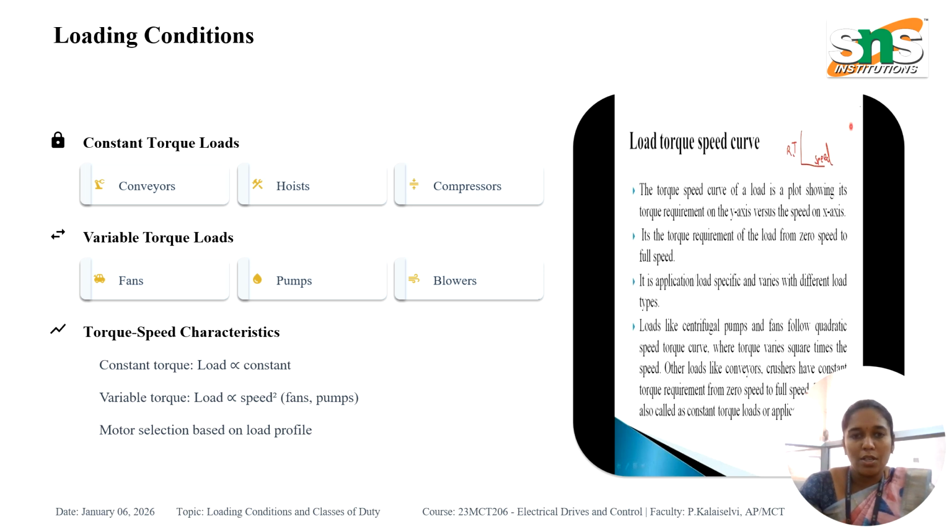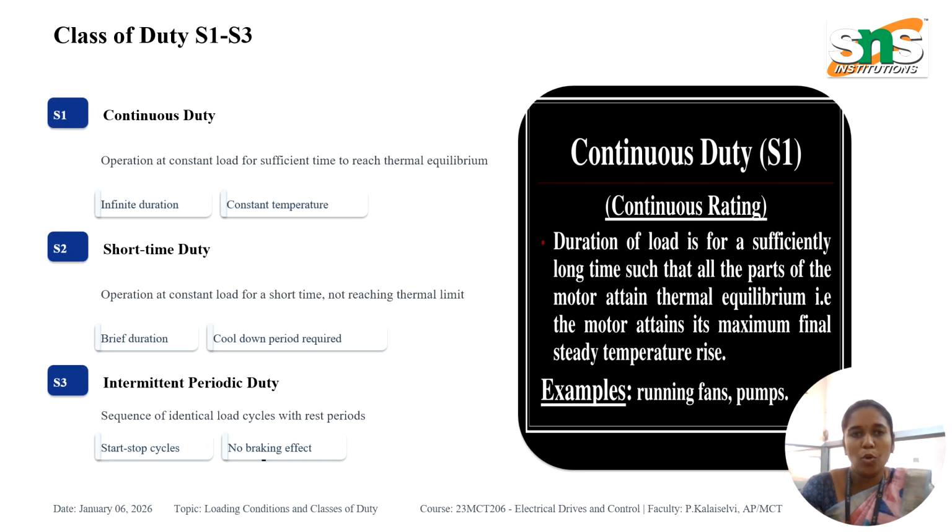Here are the loading conditions of different types, and motors are classified into standard duty cycles, that is from S1 to S8. First we look at S1 to S3. S1 is a continuous duty. The motor runs continuously and operates long enough to reach thermal equilibrium, and the temperature becomes constant. So the duration is effectively infinite. An example for S1 is a conveyor running continuously.